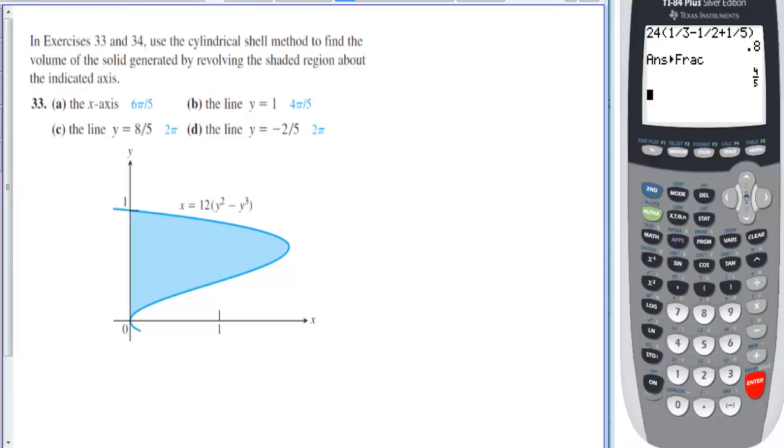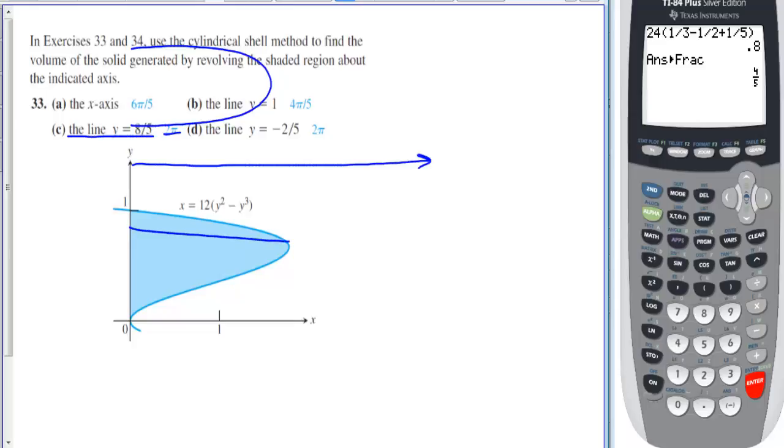All right, letter C. The line y equals 8/5. The answer is 2 pi. 8/5 is 1 3/5. So that line is up here somewhere. Now if we draw the reflection, or the 180-degree rotation, something like that, I suppose. You pick some arbitrary y right here. That's going to be about right there. And this right here is the cylinder, at least one of infinitely many.